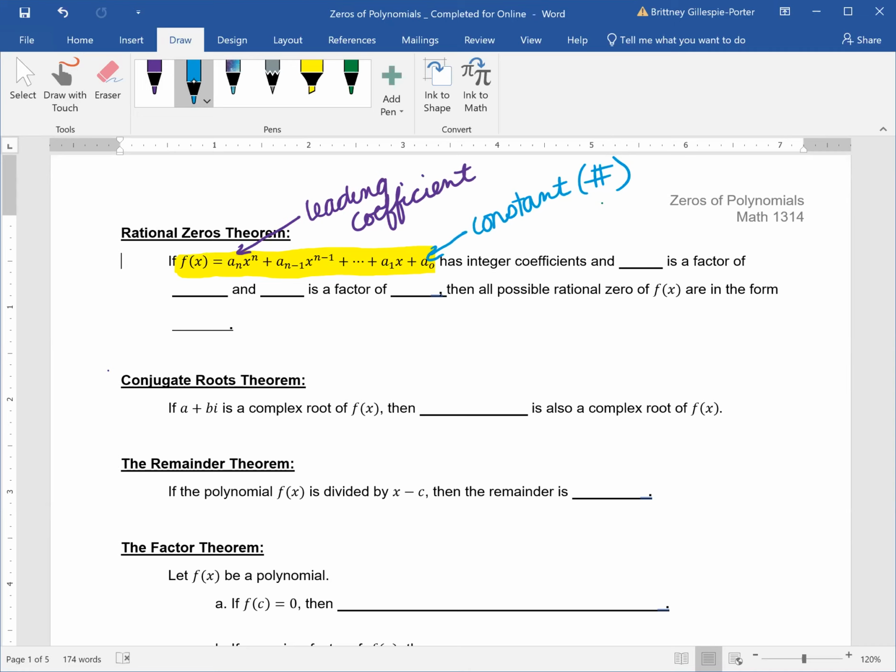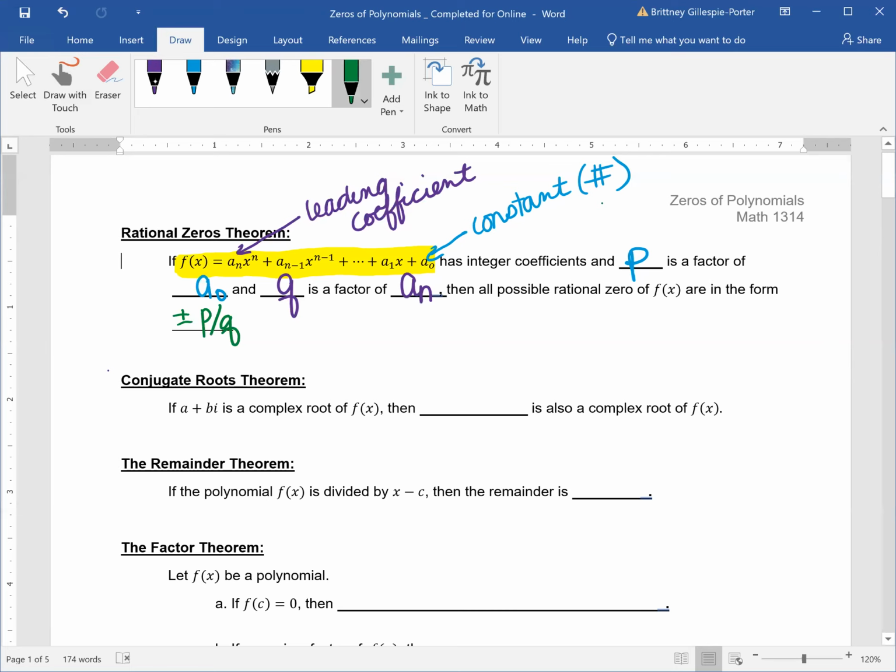So it says if we have a polynomial in descending order with integer coefficients, and p is a factor of a naught, and q is a factor of a sub n, then all possible rational zeros of f of x are in the form plus or minus p over q. Remember that rational, it can be written as a fraction. So it can be a fraction or a whole number, but any square roots that are irrational that keep going will not be included in this list, and neither will our imaginaries.